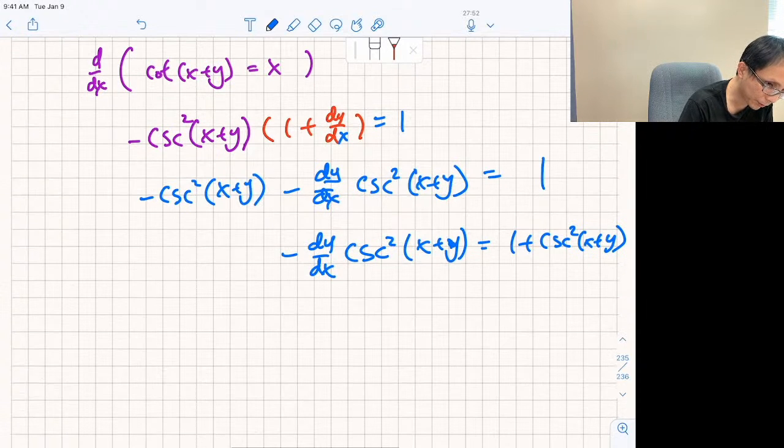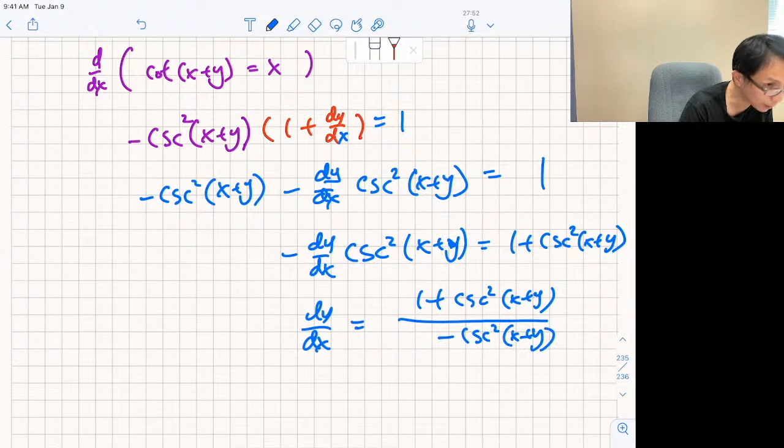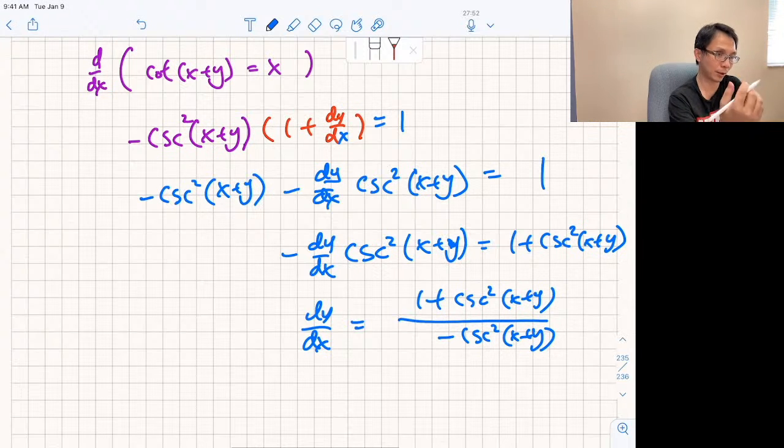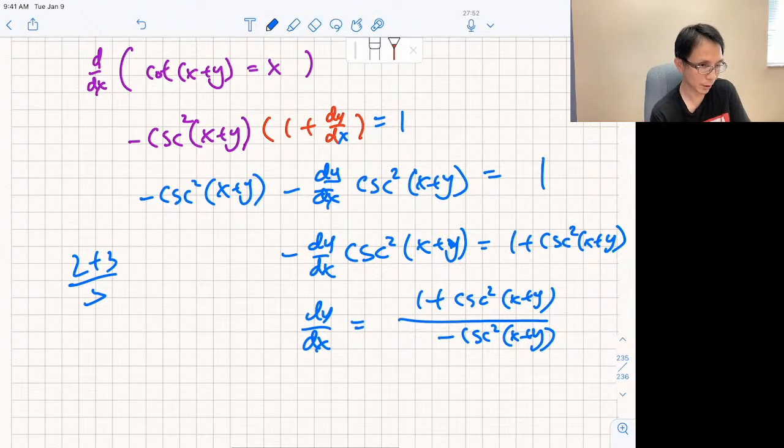And then I just divide it over. So dy/dx is equal to negative, I'm just going to do 1 plus csc squared of x plus y over negative csc squared of x plus y. Now, by the way, they cannot cancel out. Please don't cancel. I know you have that tendency, Jonathan. You cannot cancel out here, because you cannot cancel out 2 plus 3 over 3. You cannot cancel the 3s to become 2. It's going to be 5 over 3.